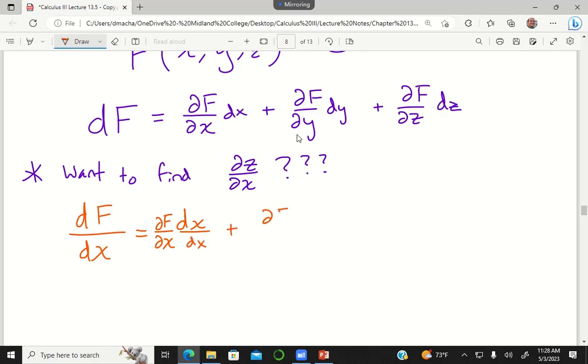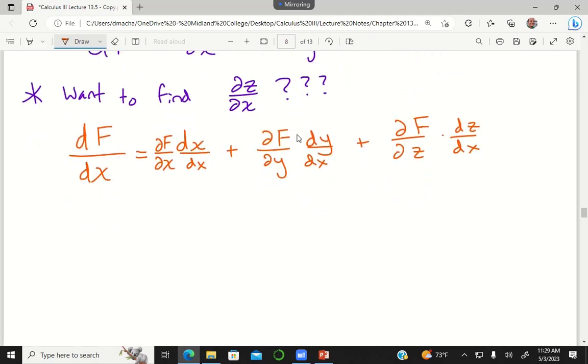So I get partial of f with respect to y, dy over dx, and then the partial of f with respect to z times dz over dx. Okay? So this dx over dx, again, is easy to manipulate because it's an ordinary differential. That's just going to be a 1.